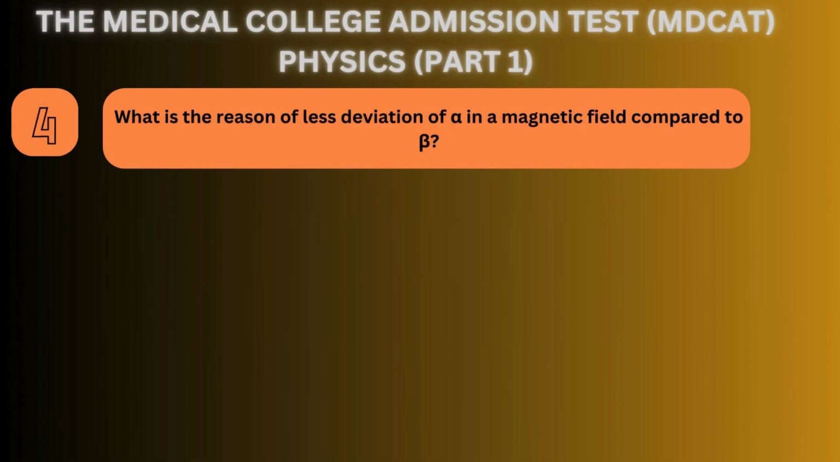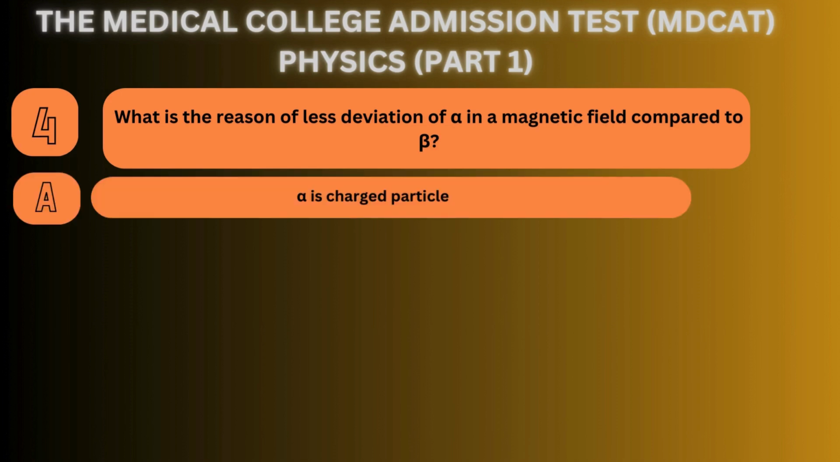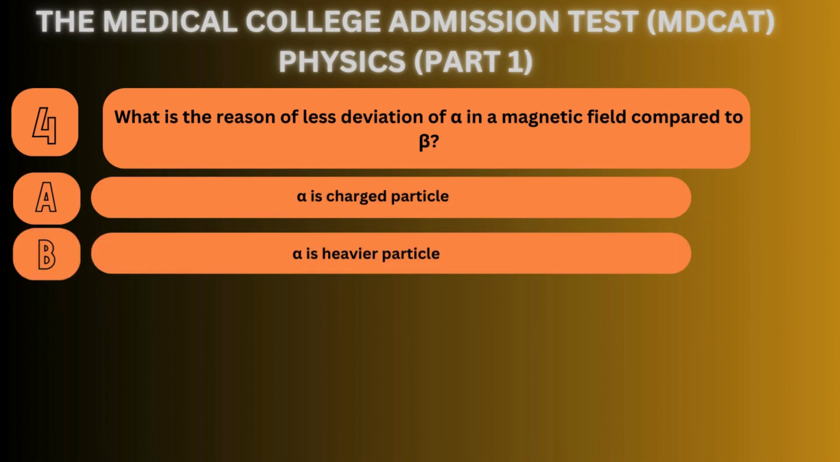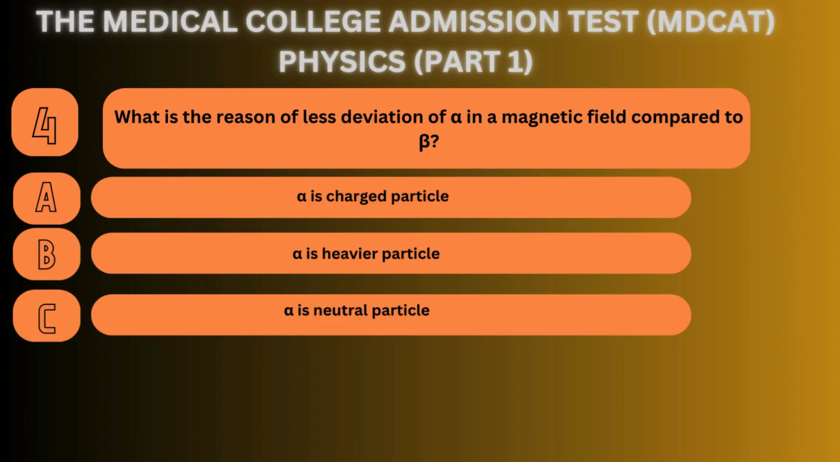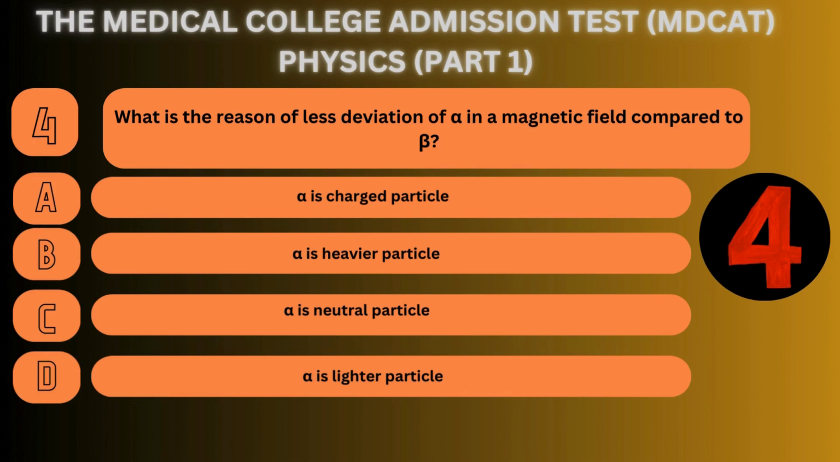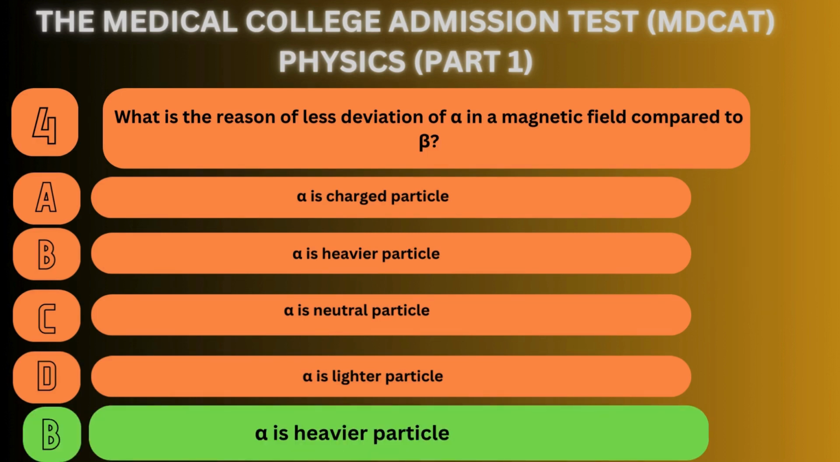Question number 4. What is the reason of less deviation of alpha in a magnetic field compared to beta? Option A, alpha is charged particle. Option B, alpha is heavier particle. Option C, alpha is neutral particle. Option D, alpha is lighter particle. 5, 4, 3, 2, 1. Correct answer is B, alpha is heavier particle.